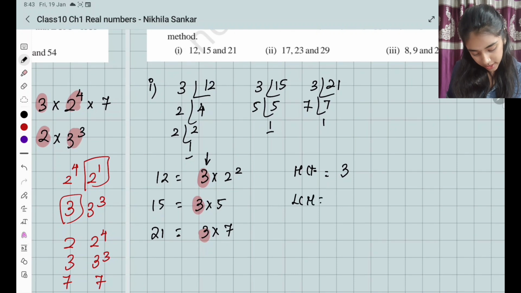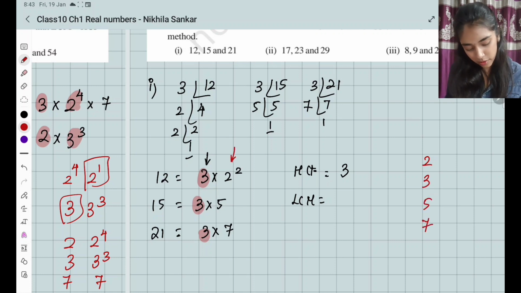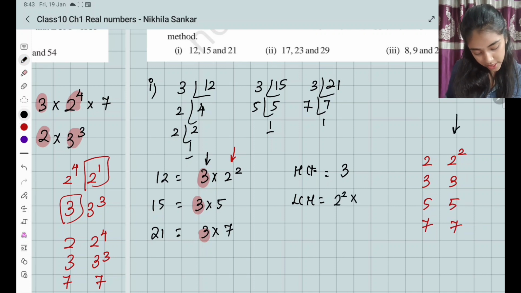Now what is the LCM? What are all the numbers that are available? 2, 3, 5, 7. Correct? Highest power of 2 is 2 square. Highest power of 3 is 3. Highest power of 5 is 5. Highest power of 7 is 7. Now for the LCM, you have to look at this column. So you have 2 square times 3 into 5 into 7.